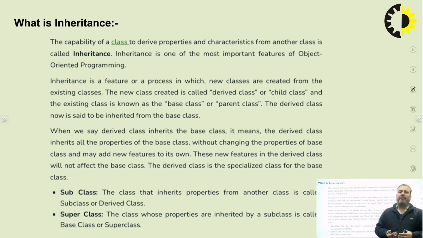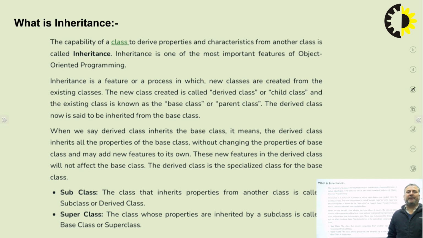How we will create it, what data, how many, what type of functions could be inherited. Inherited means all the data and functions become members of that new class, which is a subclass or sometimes called a derived class, right? So when we say the derived class inherits the base class, it means the derived class inherits all the properties of the base class.